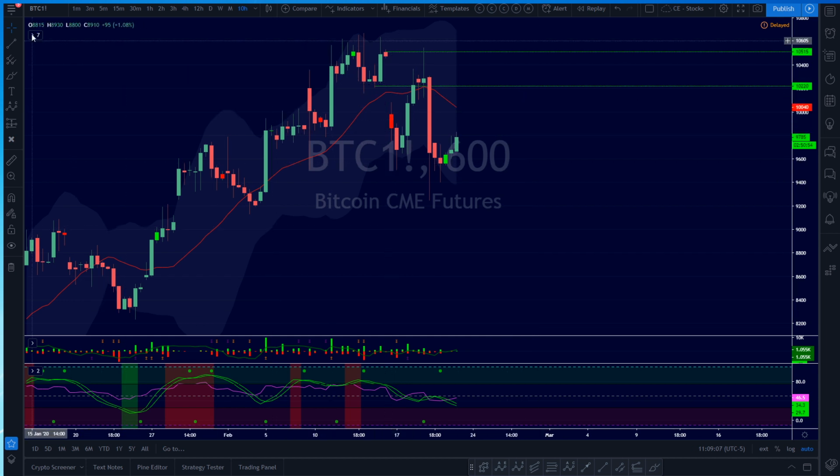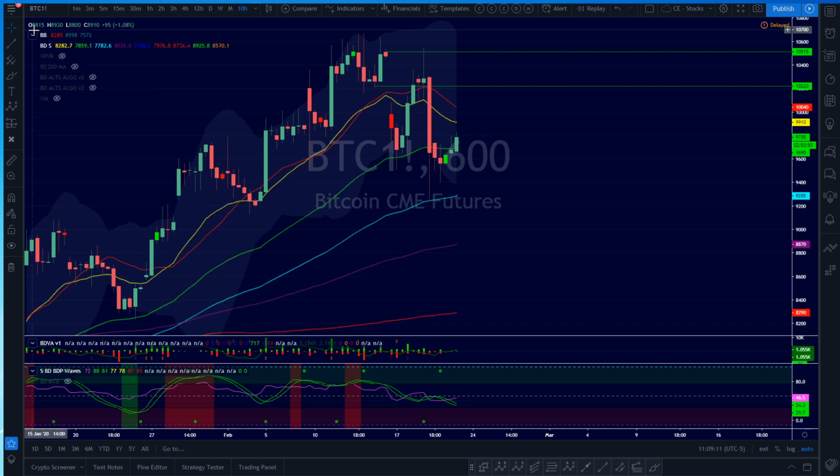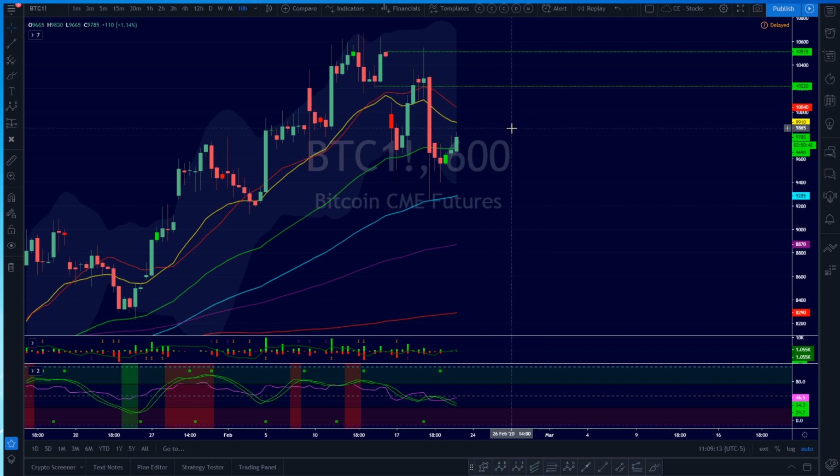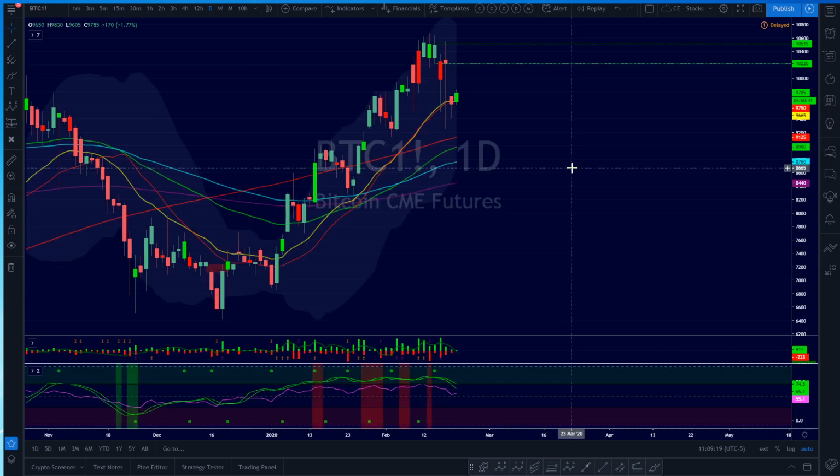And as far as how we're trading against the 21 exponential, let me pull it up. On the 10 hour, we were trading below the 21 exponential here, which is at 99.10. And on the daily, we are trading above the 21 exponential, which is sitting at 96.65. So we're trading about $20 above the 21 exponential on the daily.